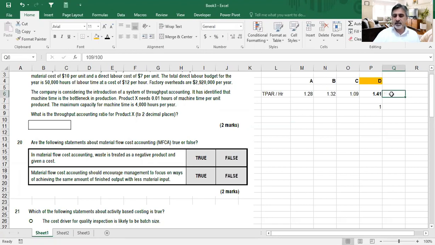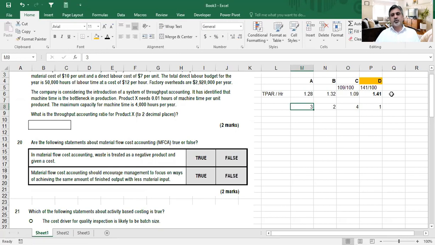So let me write down these numbers here. This is a result of 109 over 100. This is a result of 141 by 100, which means that you are spending 100 here and getting 141. Here you spend 100 and you get only 109. Naturally speaking, C is not the choice. In this case, C is my ranking number 4. Here, this is ranking number 2, I think, and this is number 3.